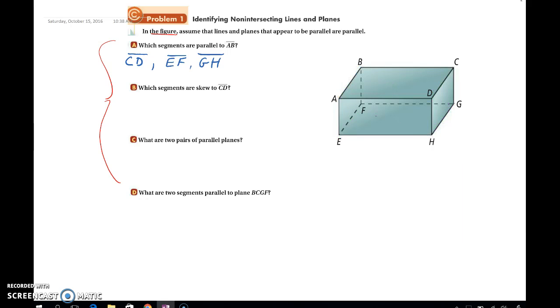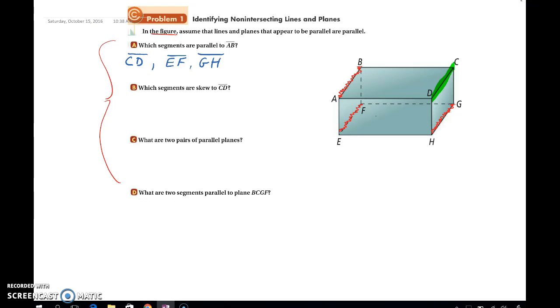Now question B says which segments are skew to segment CD. So first thing we want to do is highlight segment CD. All right, and now remember, skew lines are not coplanar. So that means they cannot fall in the same plane. So we cannot say that segment AB is skew because that falls on the same plane. We cannot say that segment GH is skew because that falls on the same plane. And we cannot say that segment EF is skew because that also falls on the same plane.